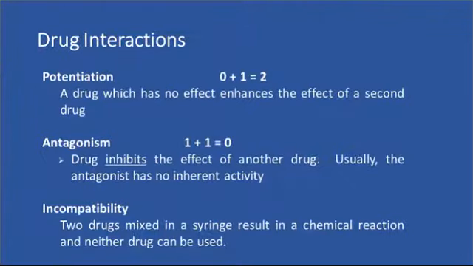Drug interactions. They can have a potentiation, antagonism, and incompatibility. Potentiation means it increases the potential of the drug. This drug may not have any actual effect, it just enhances the effect of another drug. So it potentiates. Antagonism, it blocks, it goes against, antagonizes, it inhibits the effect of another drug.